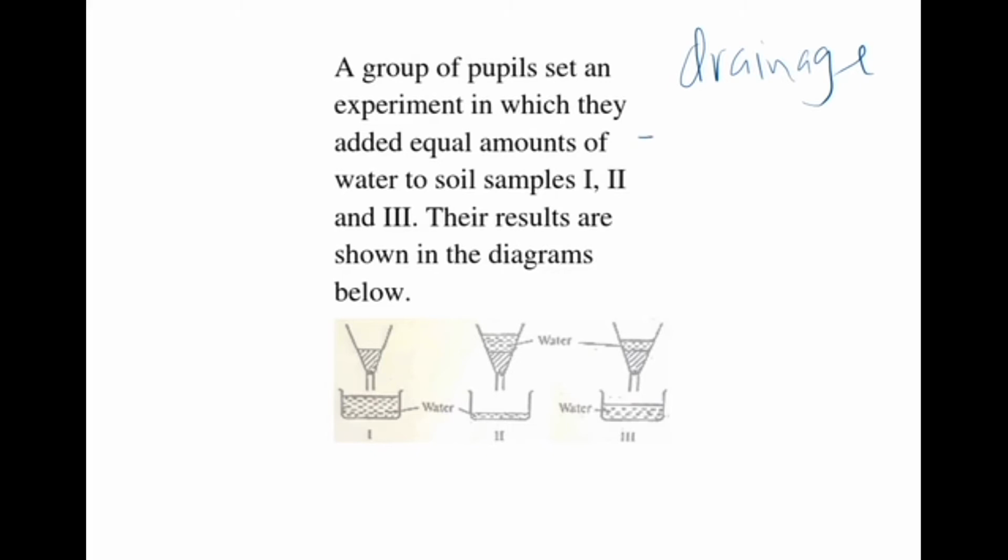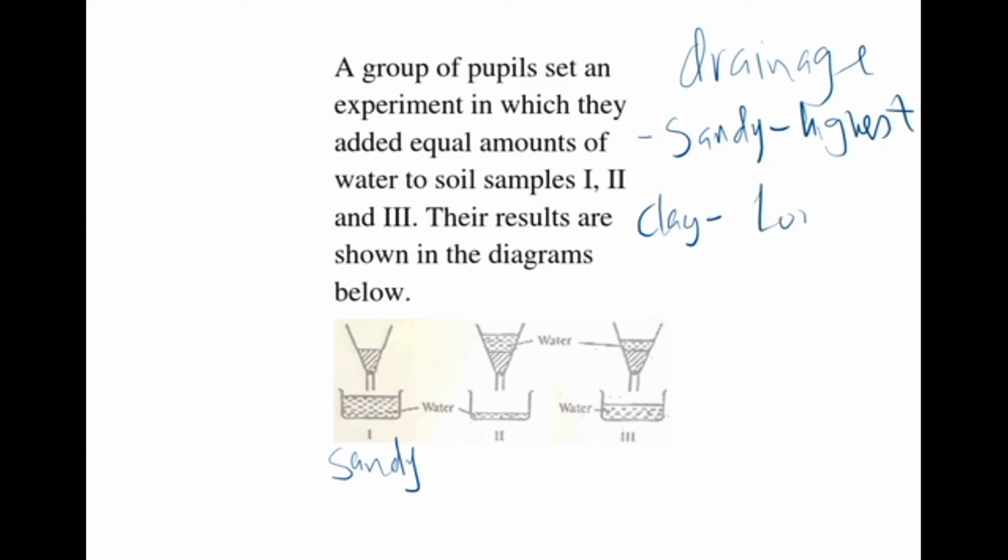It is good to note that we have the sandy soil, which has the highest drainage. It allowed more water to pass through. So the likelihood is that 1 is sandy soil. Then we have clay soil. It has the lowest drainage. It allowed very little amount of water to pass through. Therefore, Roman 2 was clay soil.